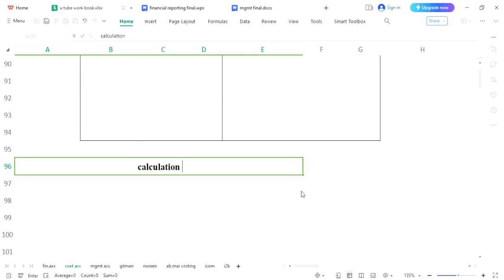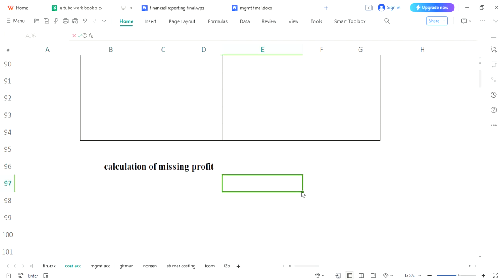Calculation of missing profit. But for that you will have to understand a few old concepts.